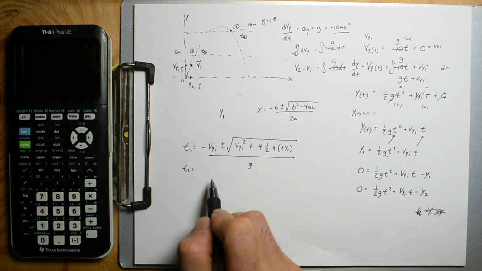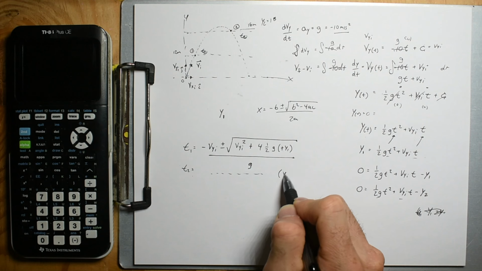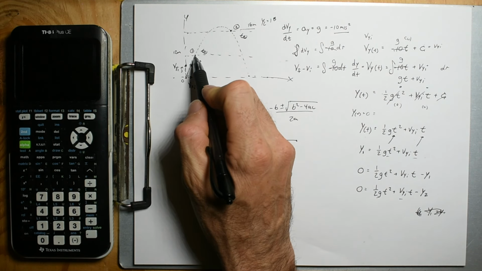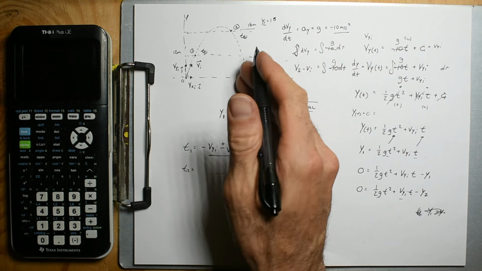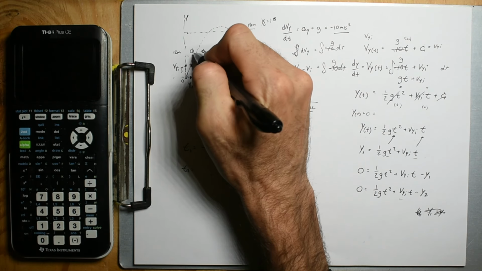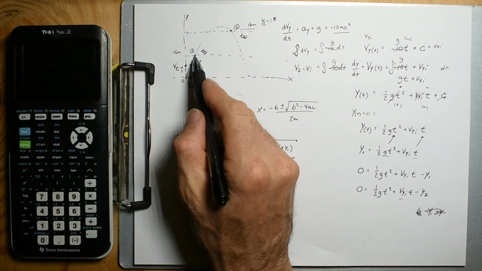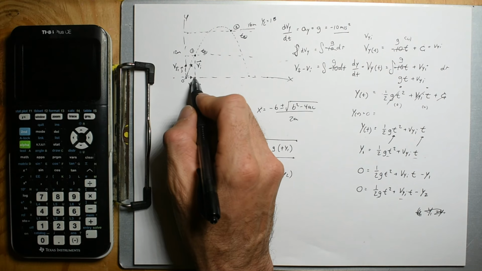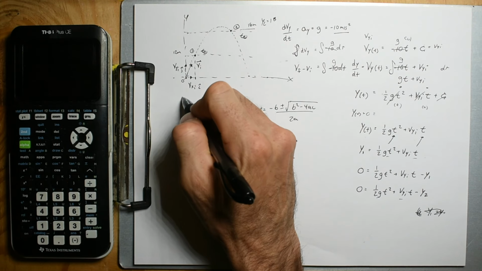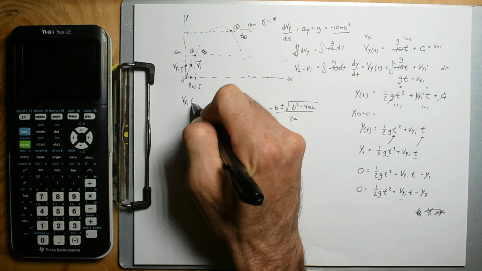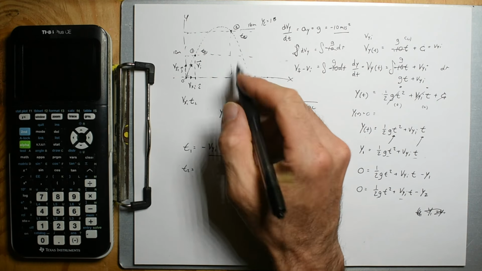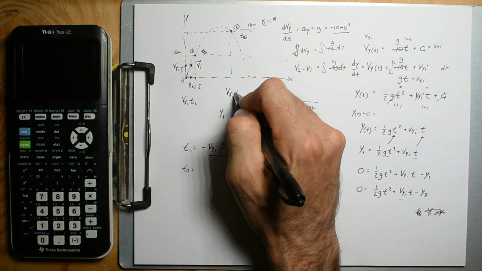T2 is going to be the exact same thing, except I'm going to have a y2 here. And then when I get the time to this point, I'm going to use that to figure out the distance in this direction. So what is the position of this point in the x direction? Its x position is going to be the velocity initial in the x times t1. And the distance to this point is going to be the velocity initial in the x times t2.